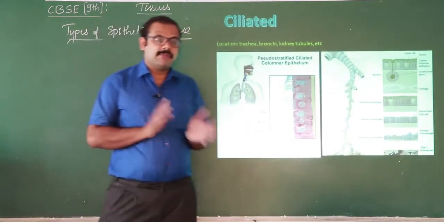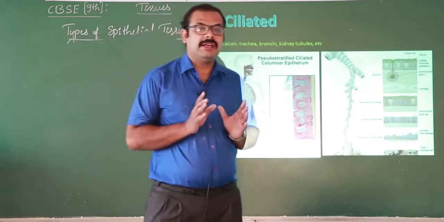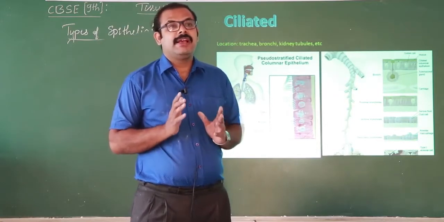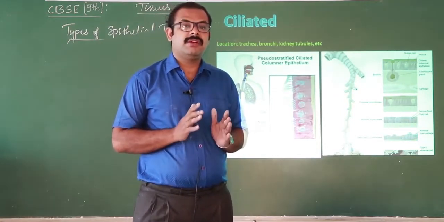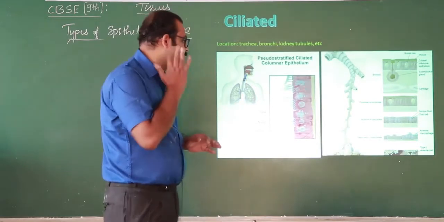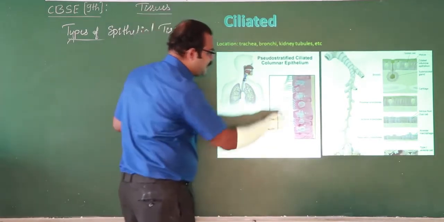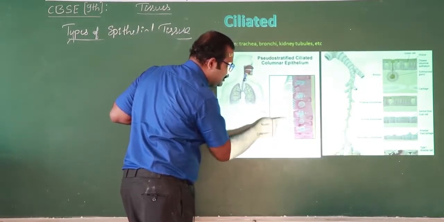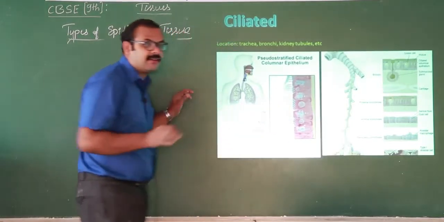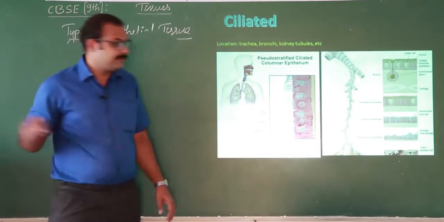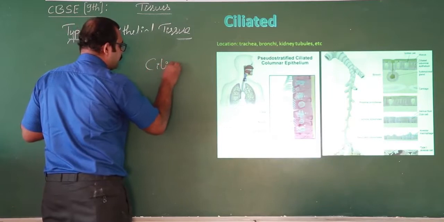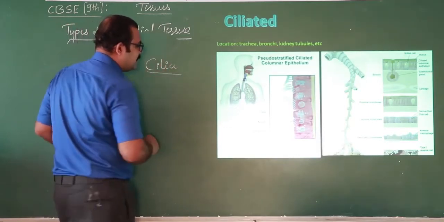Ciliated. Some of the columnar and cuboidal epithelium, if they possess hair-like projections, are called ciliated epithelial tissue. You see that here these are epithelial tissue, and some of them contain hair-like structures. These hair-like structures are called cilia.